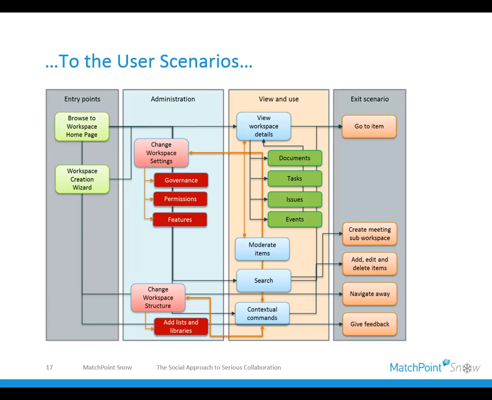This results in a number of user scenarios for each of the personae. A rather complex one is shown here. It is the high-level description of the community owner managing a community workspace. As you can see, we take into account how the persona enters the scenario, whether he or she is managing or administrating things in Snow, whether he or she is creating, viewing, or editing content, as well as various exit scenarios, reflecting the results of the work done in Snow.